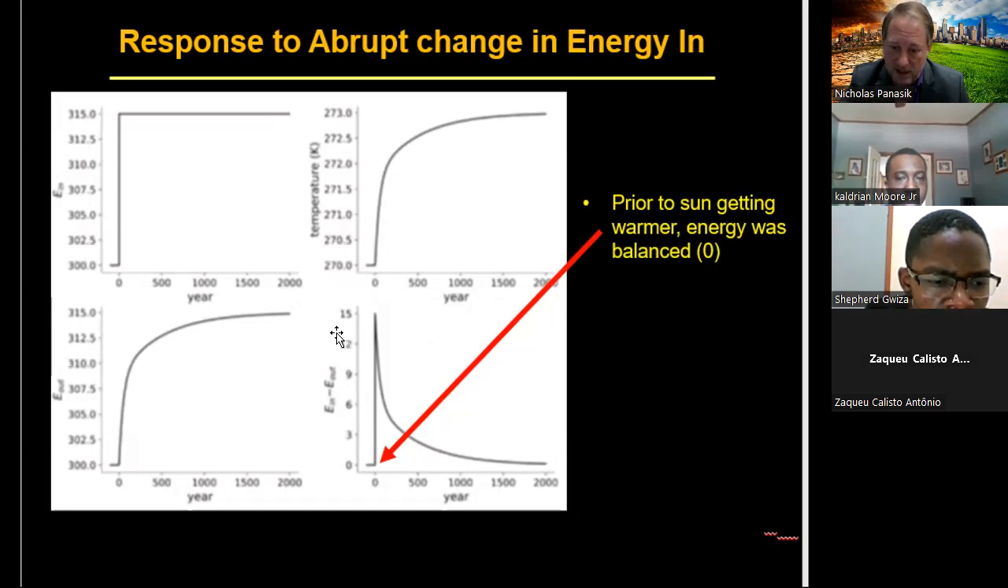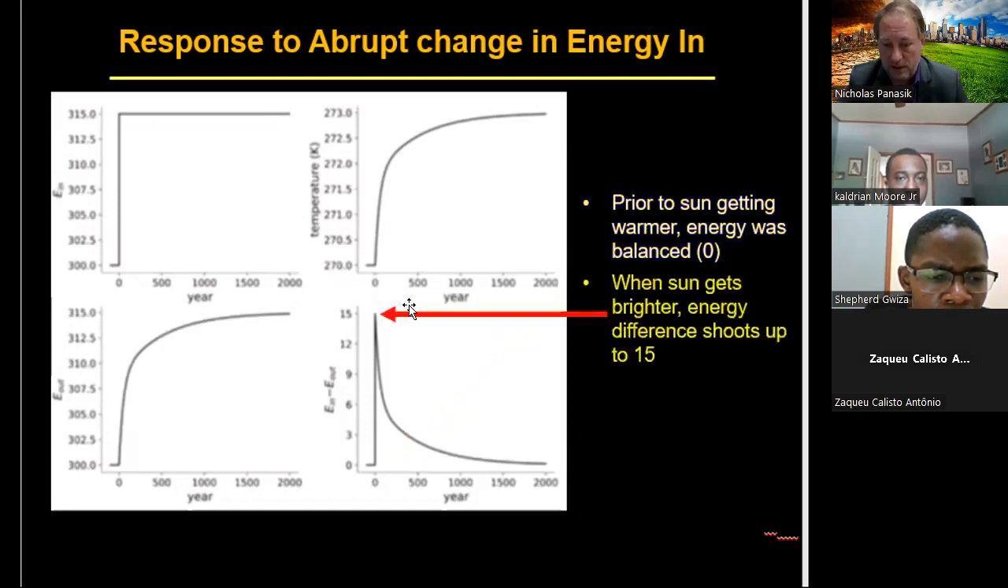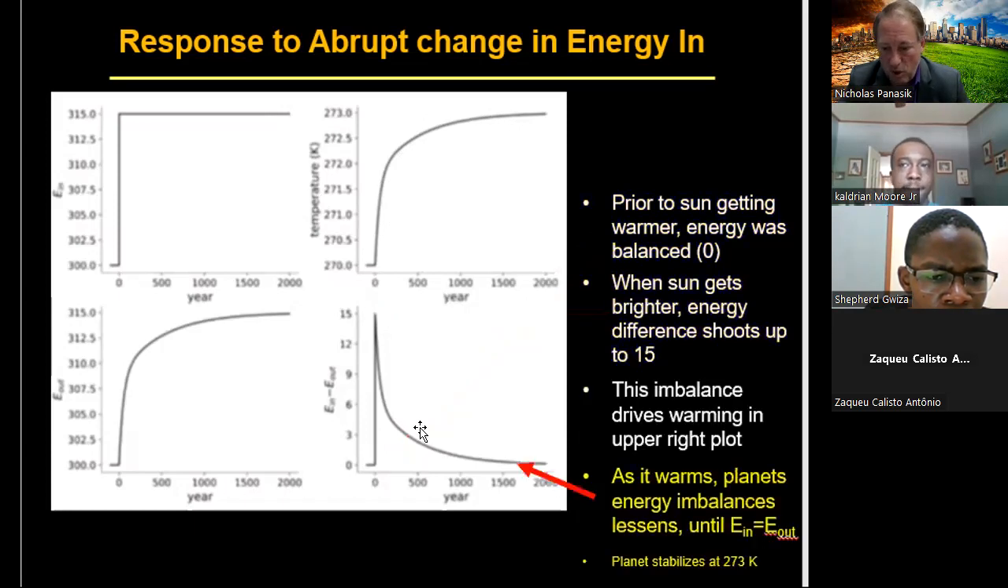In 2,000 years, the planet stabilizes. Instead of at 270 K, it's reached 273. Might not seem like a lot, but remember, it's average temperature. It can vary a lot. So we're talking directly about global warming. Here's where our sun got brighter, and as it warmed, the energy imbalance was wiped out. And then the planet stabilizes at this new temperature.